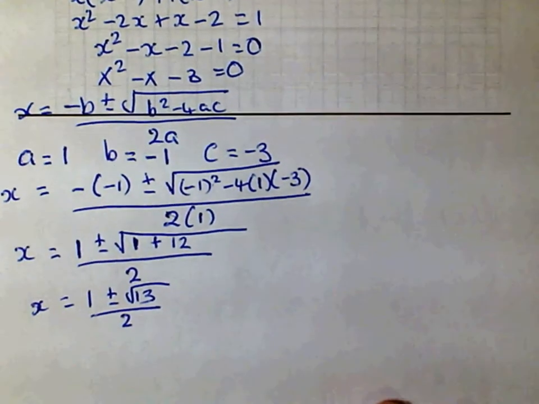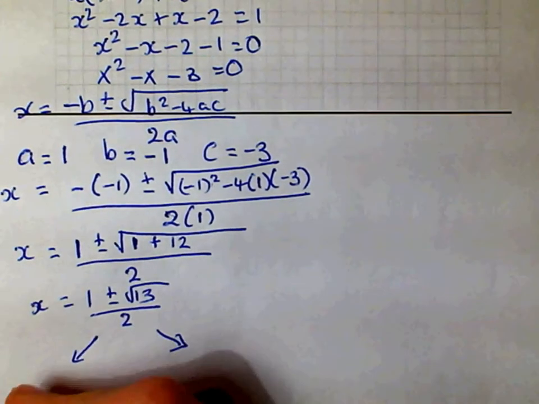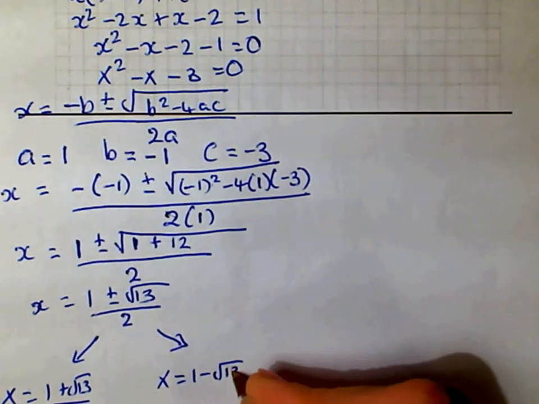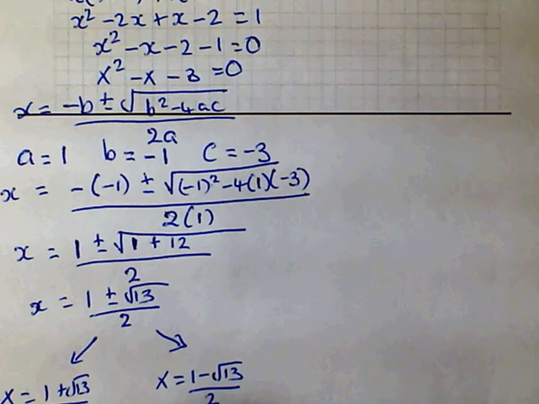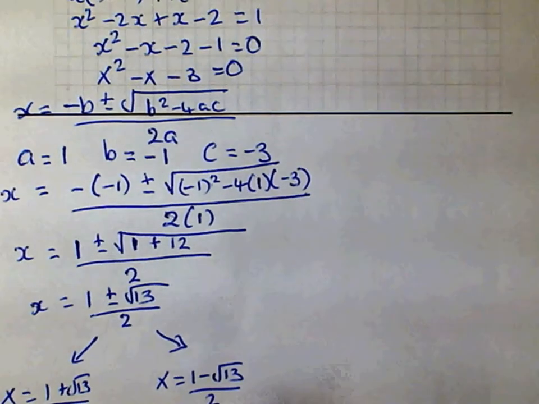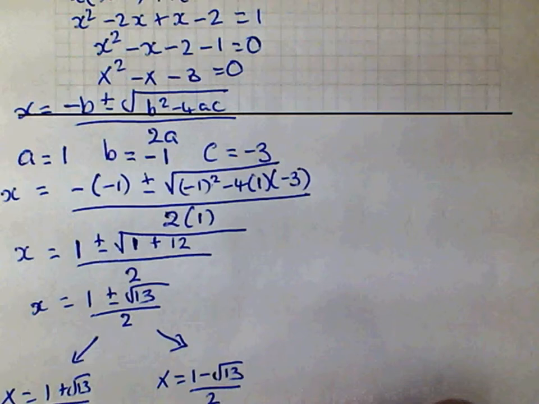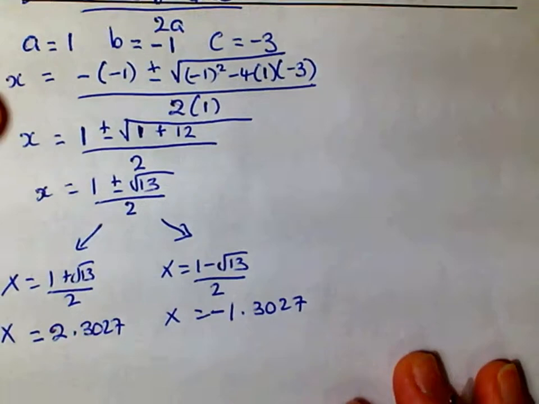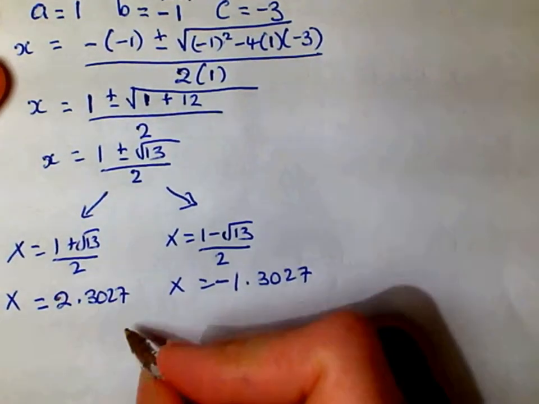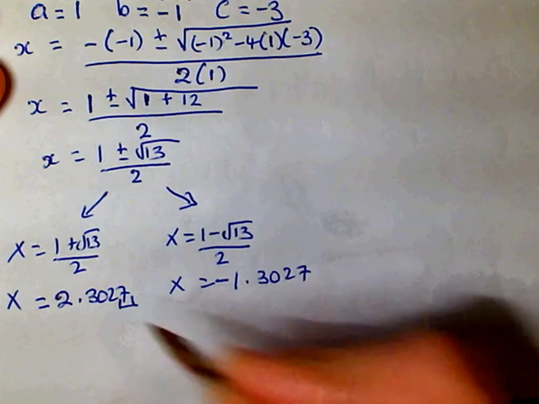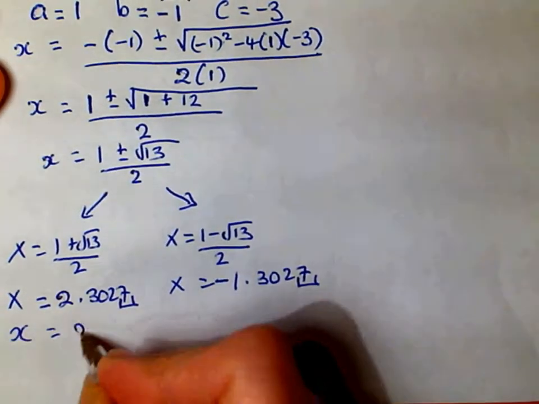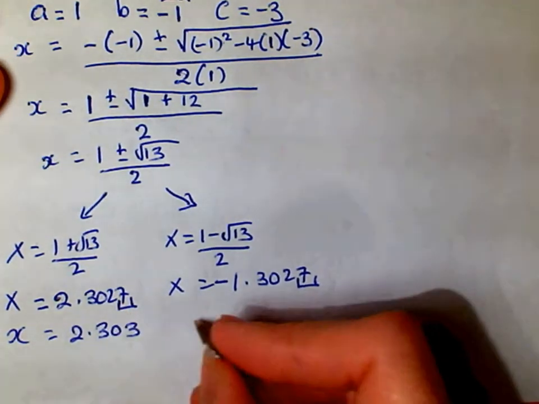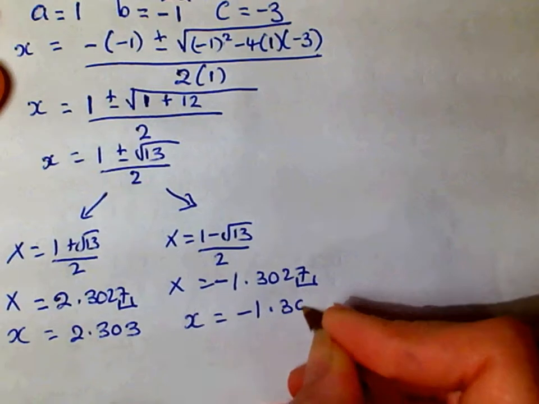So our two values are going to be x equal to 1 plus root 13 divided by 2, x equal to 1 minus root 13 divided by 2. So on the calculator, it works out to be 2.3027 and minus 1.3027, and the question said to 3 places of decimal. So to 3 places of decimal, we look at the fourth number after the decimal point. So x is going to be equal to 2.303, because the 7 makes the 2 become a 3, and x is equal to minus 1.303.